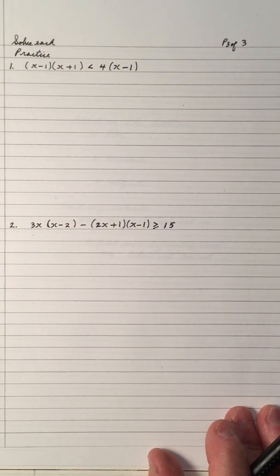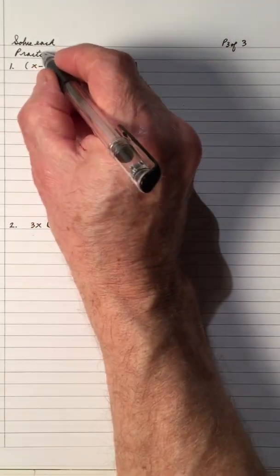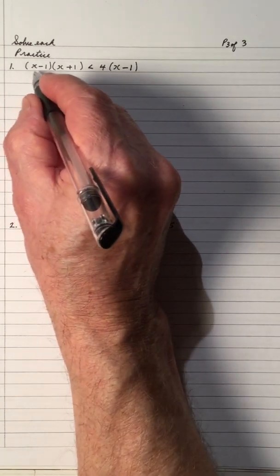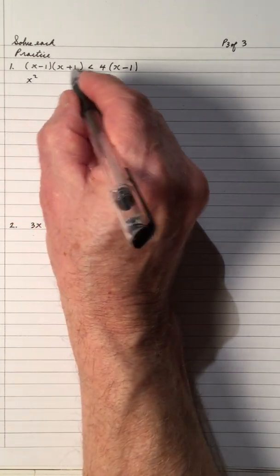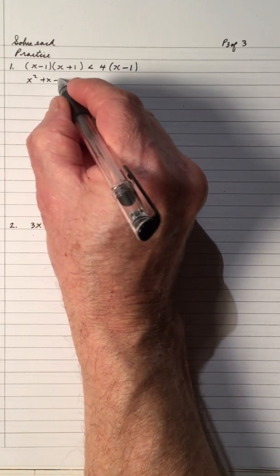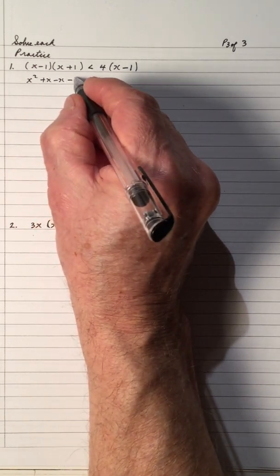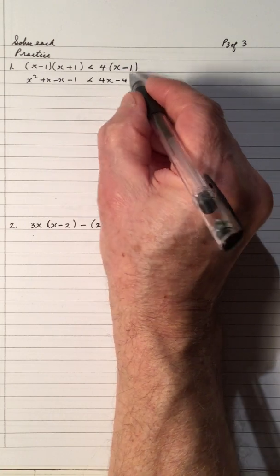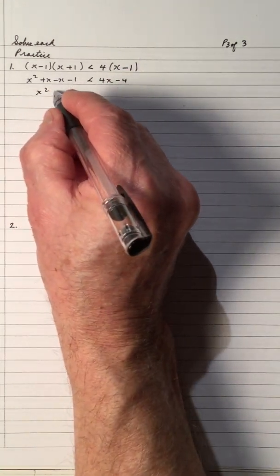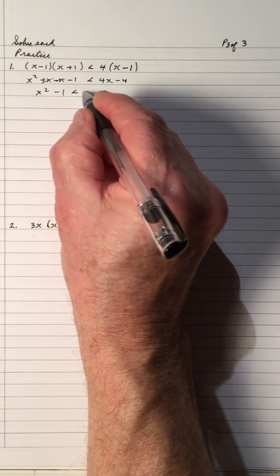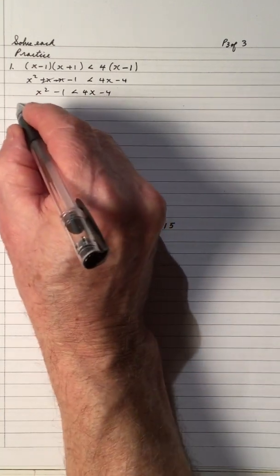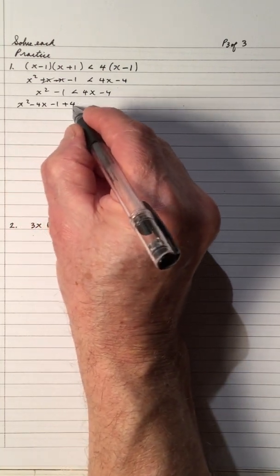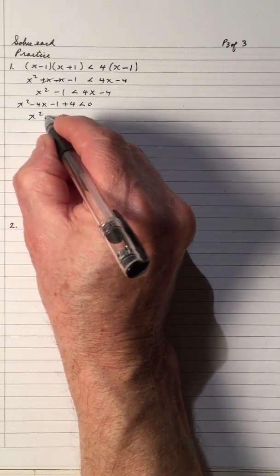Practice means after showing you those two, then you can work these out. So here we go. I have to simplify each side first. So x, FOIL: x times x, x squared, x times 1, 1x, negative 1 times x, negative 1x, negative 1 times 1 is negative 1, less than 4 times x, 4x, 4 times 1, 4 times negative 1, negative 4. Simplify, they cancel. So I have each side simplified. Now I transpose: x squared minus 4x minus 1 plus 4 less than 0. Simplify.